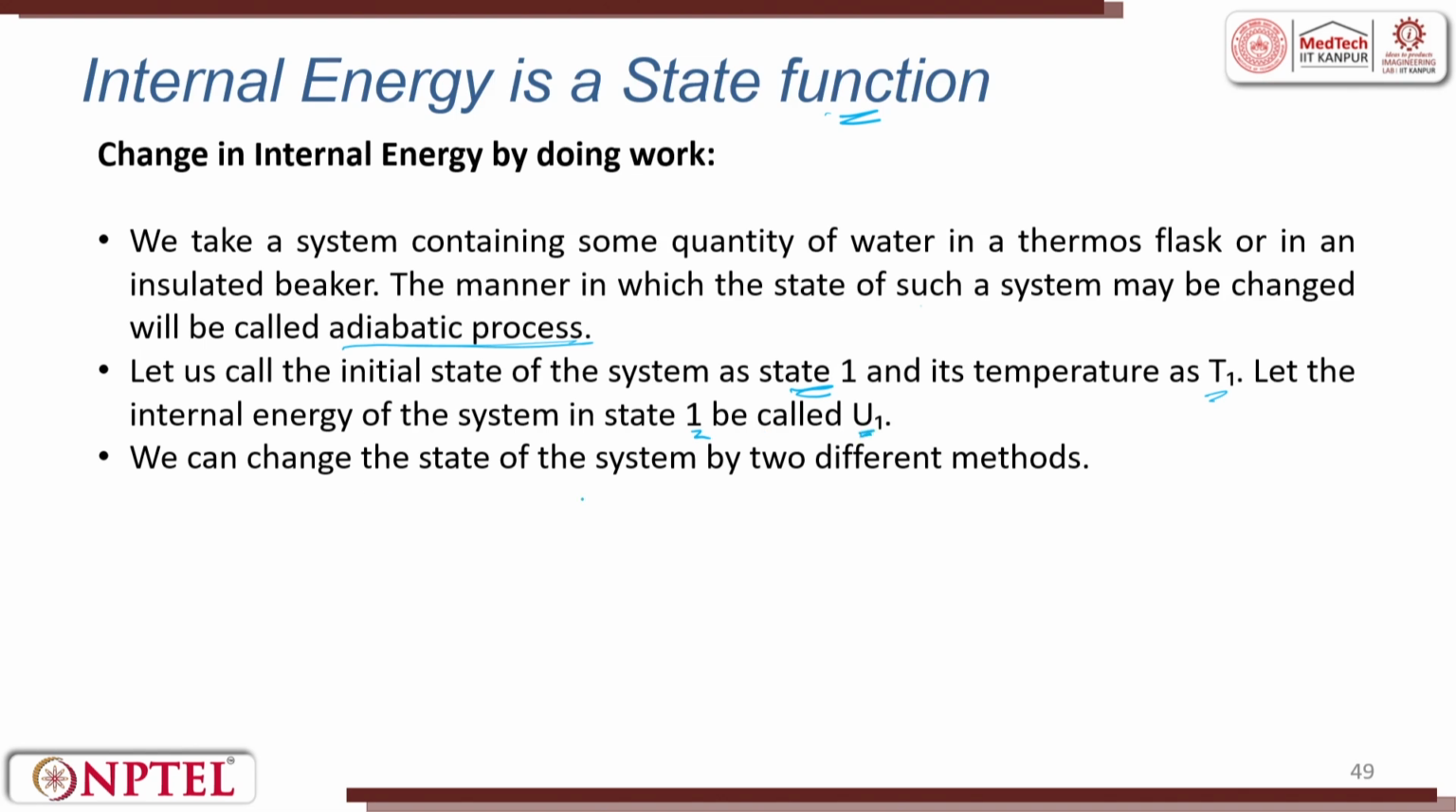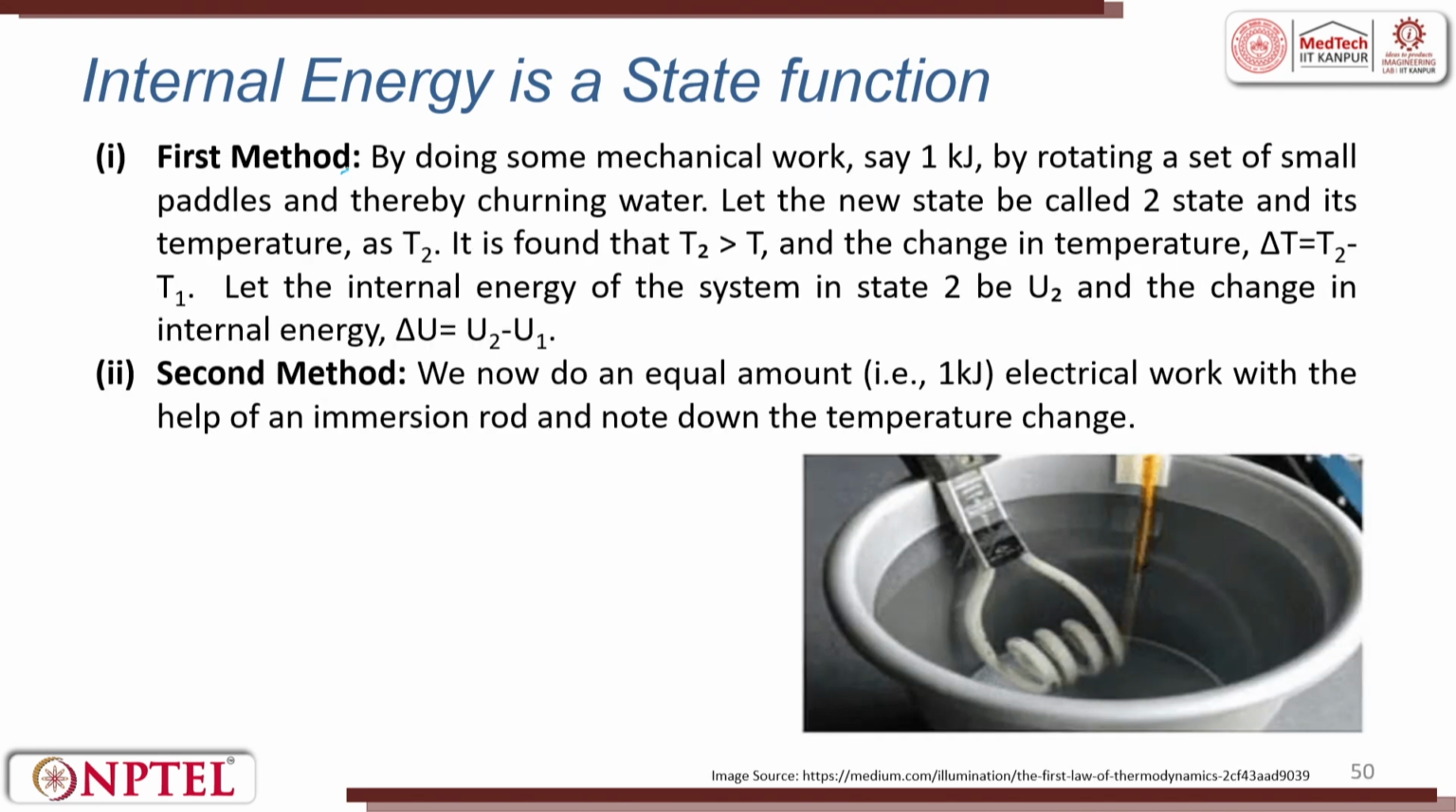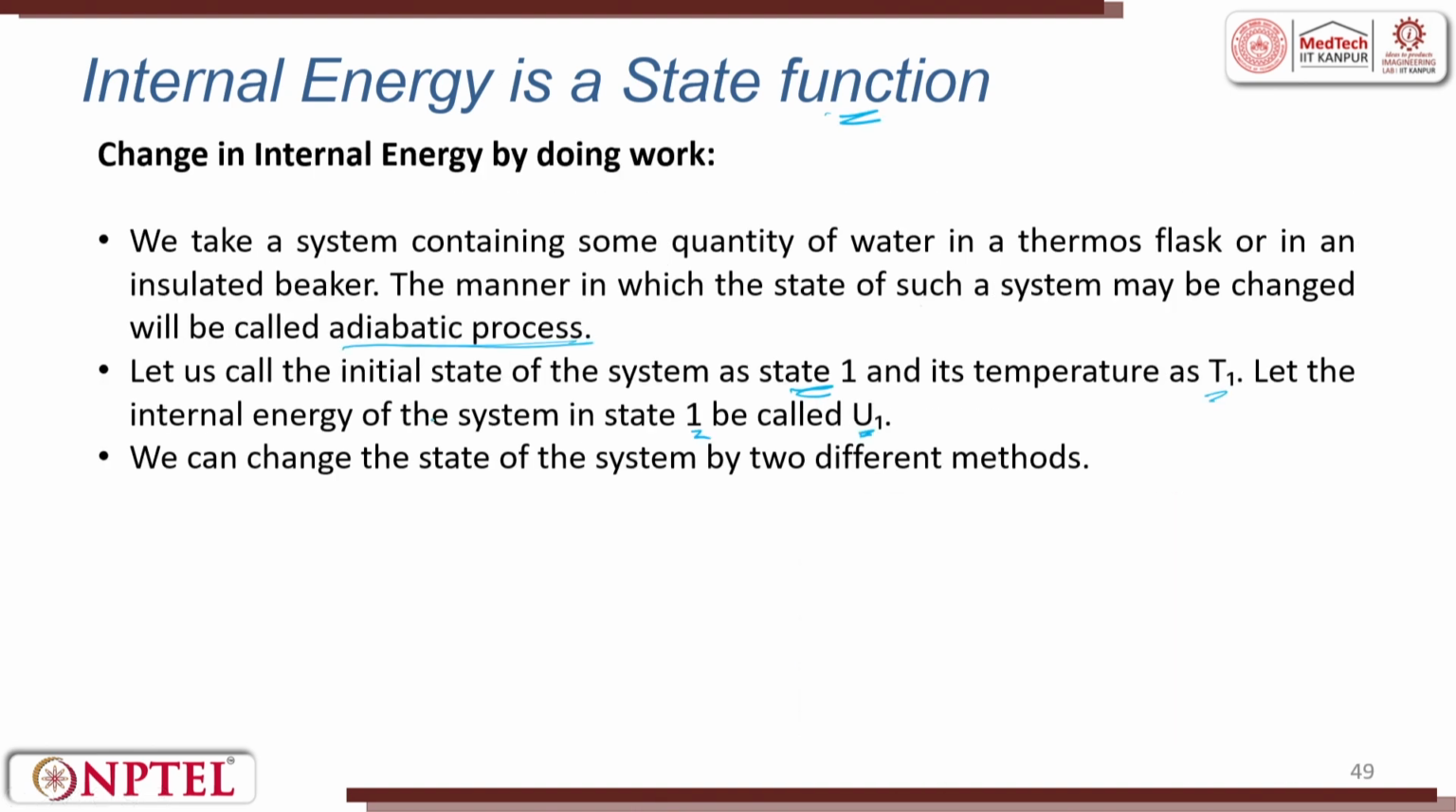We can change the state of the system by two methods. The first method is by doing some mechanical work, say 1 kilojoule, by rotating a set of small paddles and thereby churning the water. So we are trying to understand the adiabatic process, where the manner in which the state of such a system may be changed is by two different methods.